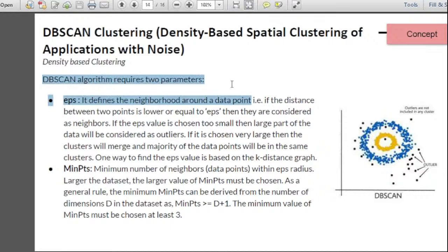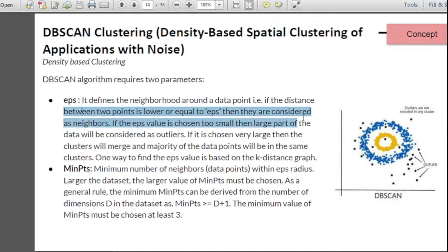DBSCAN, as I mentioned, requires two parameters. EPS defines the neighborhood around the data point, that is, if the distance between two data points is lower than or equal to EPS, then they are considered as neighbors. First, we define the neighborhood: if within this distance, let's say within 1 unit, I have 20 data points, I will consider it as a cluster, right? So it defines the neighborhood and then counts the number of elements in that neighborhood.